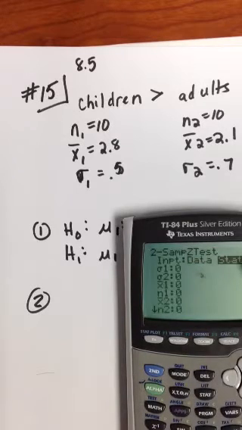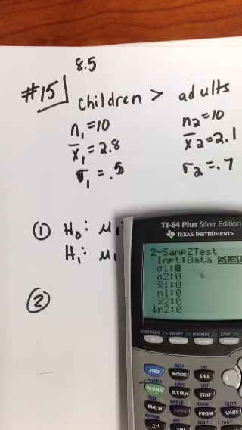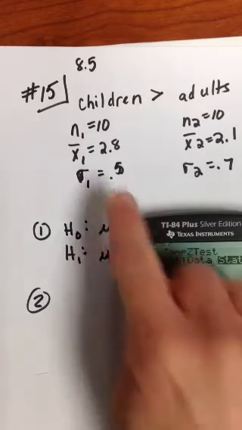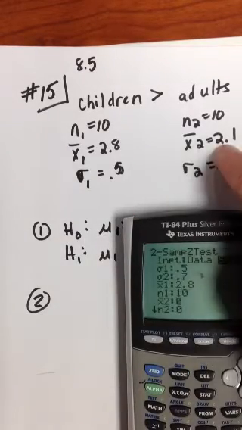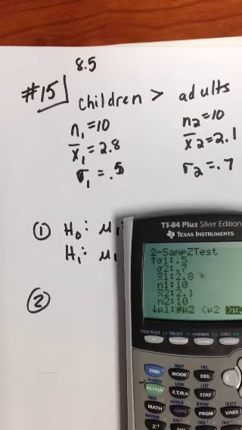We're going to pick stats because we don't have the data. If you had the data, like in problems 19 and 20, 23, 25, you would pick data. Okay, so sigma 1 is 0.5, sigma 2 is 0.7, X bar 1 is 2.8, N1 is 10, X bar 2 is 2.1, N2 is 10. What are we testing?